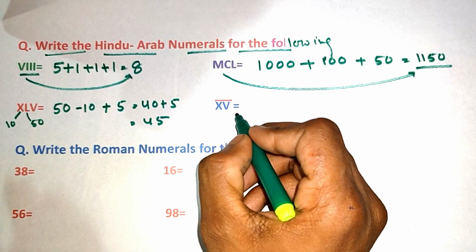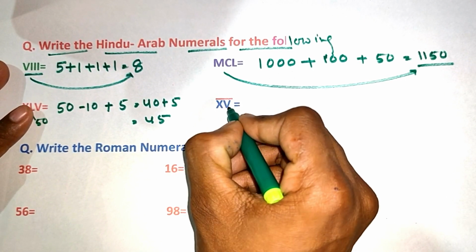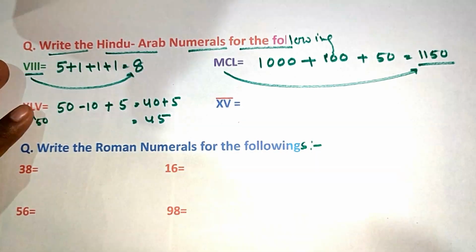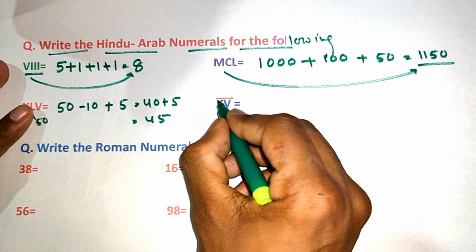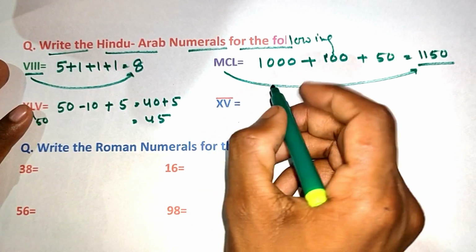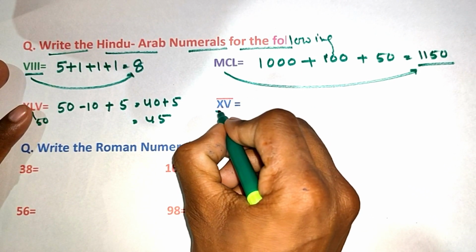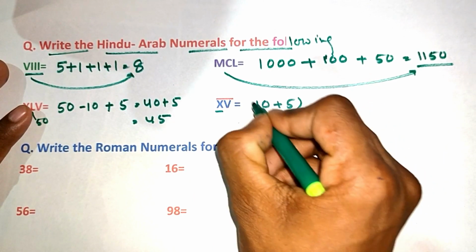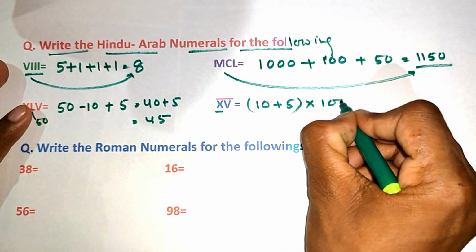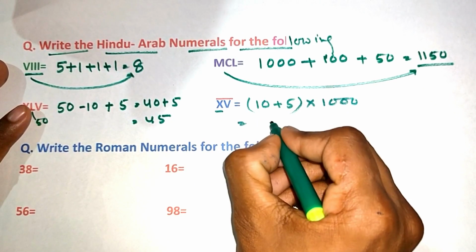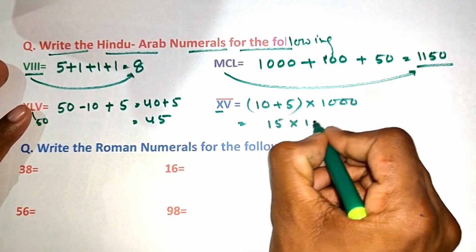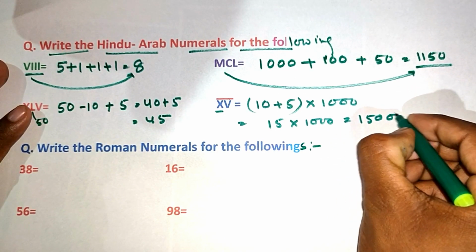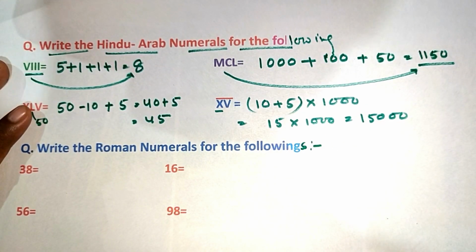Now XV. We can see here that XV is there and one horizontal line is there above XV. That means we have to multiply the value of XV by 1000. So the value of X is 10 and the value of V is 5. This one will be multiplied by 1000. So it is 15 into 1000. So the answer will be 15,000.